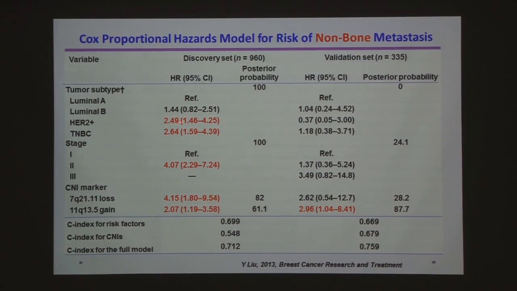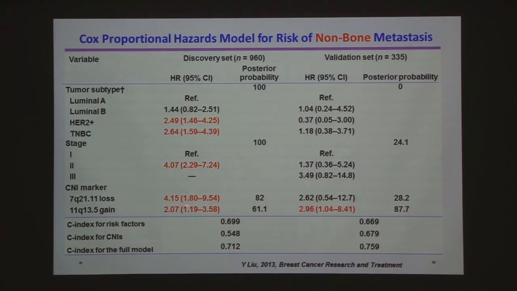Here is looking at just the non-bone metastasis data, and here we showed that the patients that metastasize had about a 2.5 risk if they were in this group or this group, so they were significantly higher depending upon their subtype. And here, looking at this by stage of disease, about a 4-fold increased risk in our discovery set. We didn't see the same hazard ratios in these groups to validate that, but the numbers were relatively small.